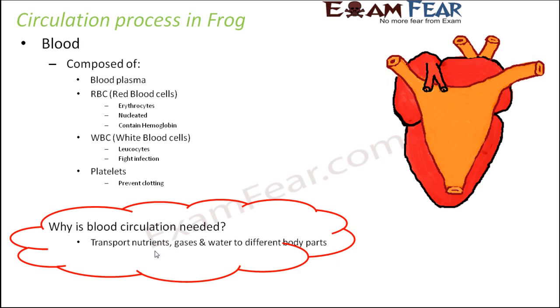Now the question is, why is blood circulation needed? Why are we talking about all this? That's because blood transports nutrients, gases and water to different body parts. So basically it transports all that different parts of the body need, and it also carries the waste products from different body parts and sends them out of the body. So in that way also it helps.